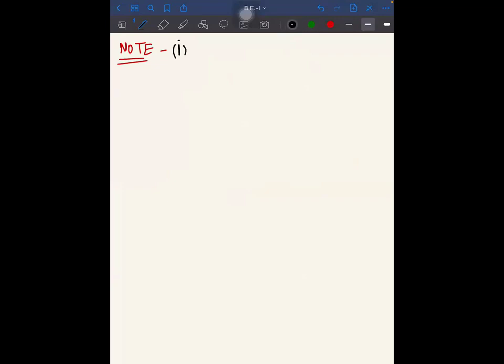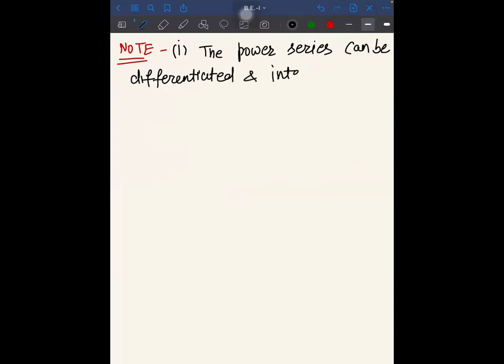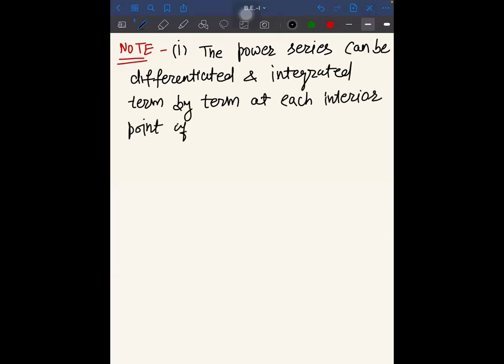The power series can be differentiated and integrated term by term at each interior point of its interval of convergence.